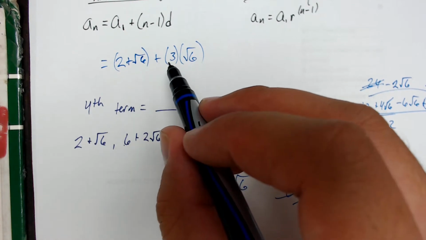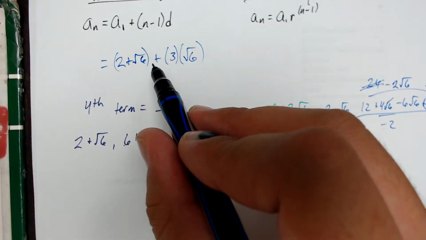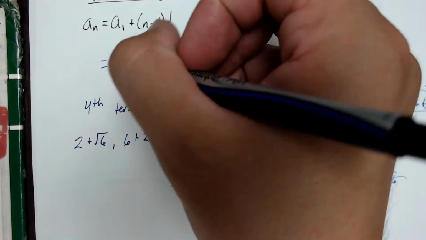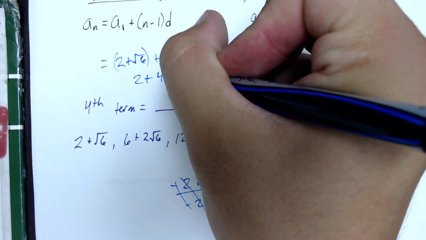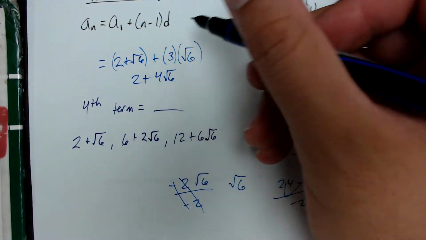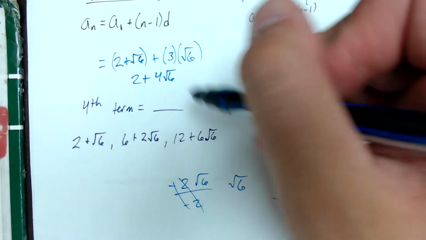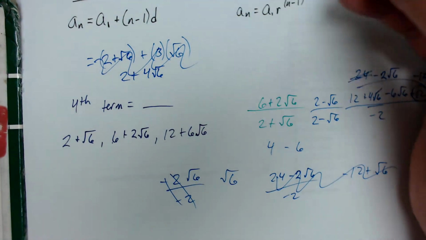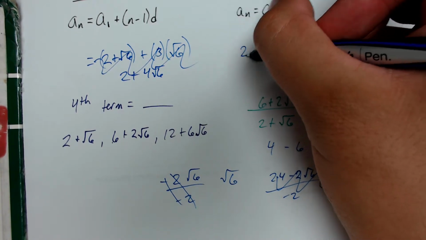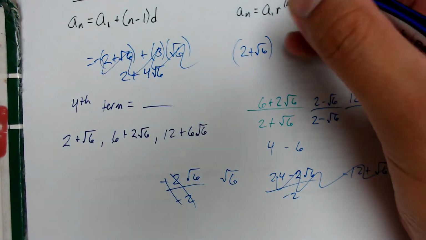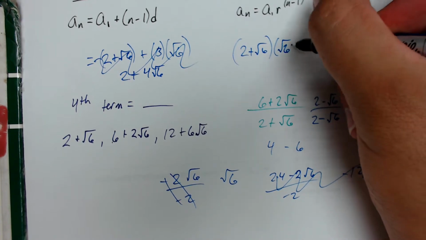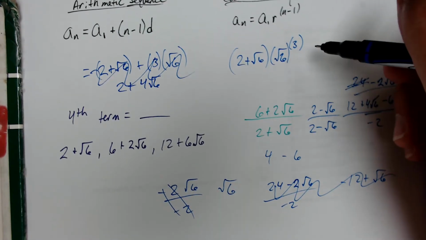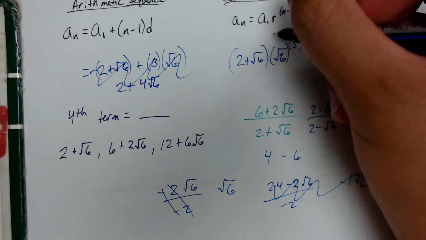So 2 plus root 6 plus 3 root 6 is going to be 2 plus 4 root 6? I feel like I'm discounting this somehow. Oh, that's the arithmetic sequence. That's what I did wrong. Sorry. The geometric sequence is a sub 1, 2 plus root 6, times the common ratio of root 6 to the exponent of 3. That makes more sense. I was like, shouldn't I be multiplying root 6 by itself? Okay, so root 6 to the exponent of 3 is just going to become 6 root 6.